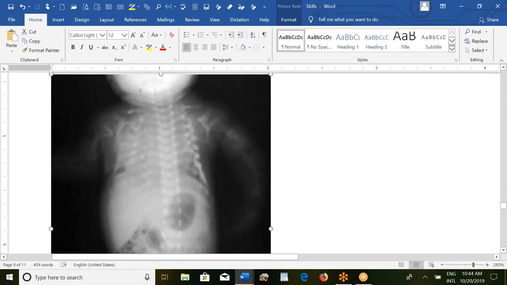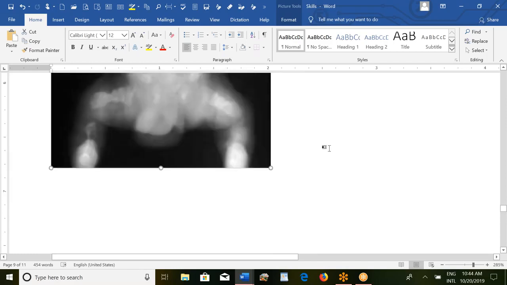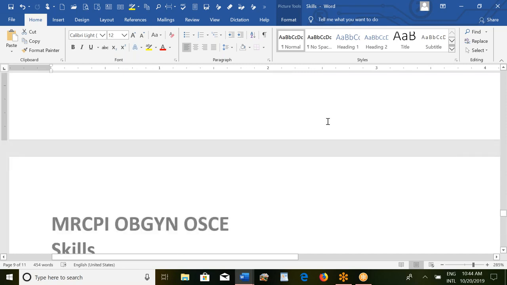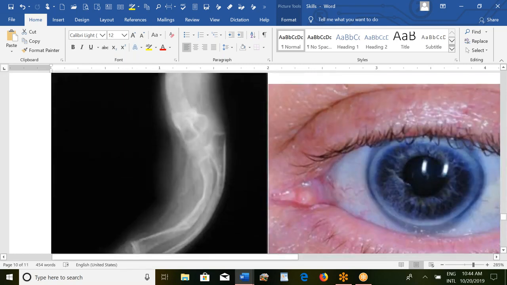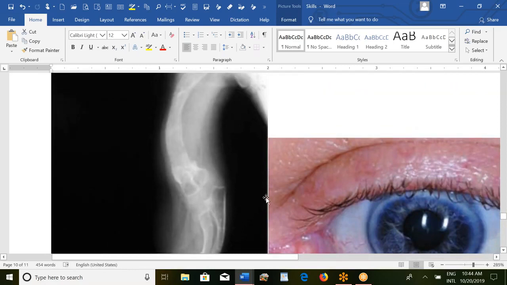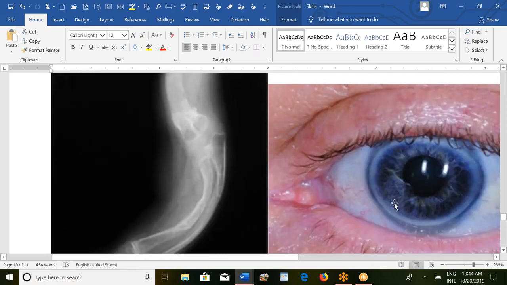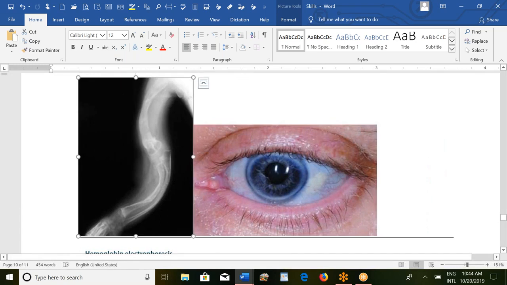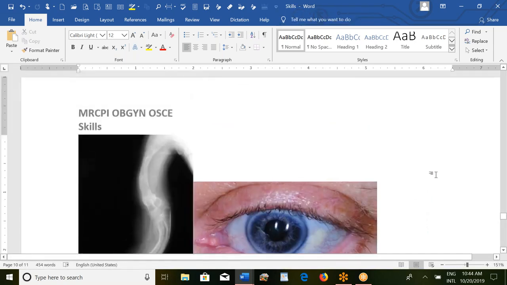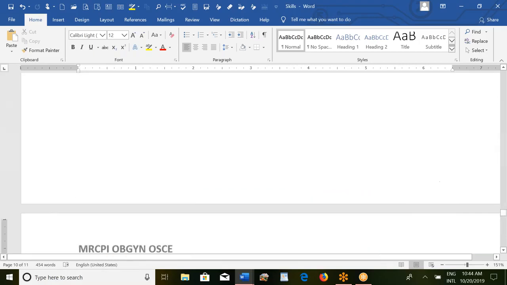But this is a newborn baby. Look at the bones. The bones are constricting or breaking, or small. Look at this one also. This is deformity. So this is rickets. And blue sclera: osteogenesis imperfecta. Skeletal dysplasia. Yeah, skeletal dysplasia, that is the point. So osteogenesis imperfecta or achondroplasia.